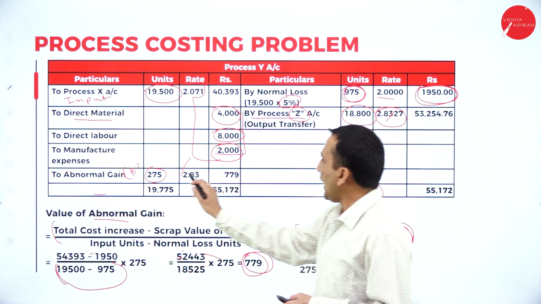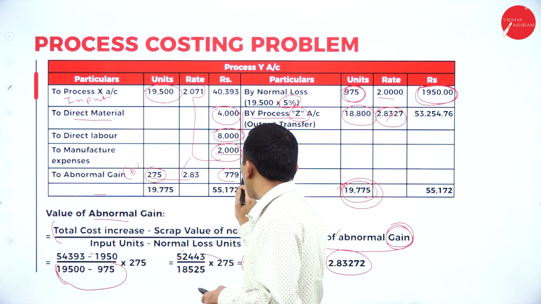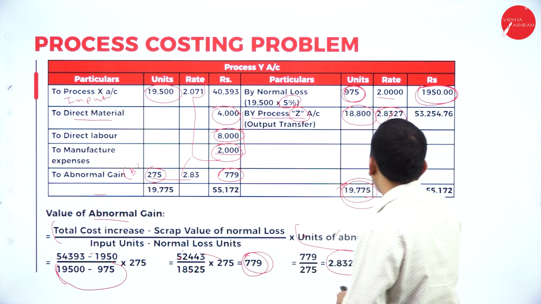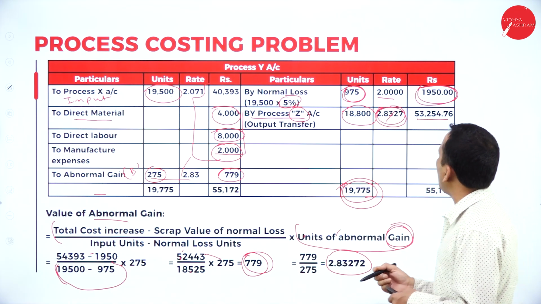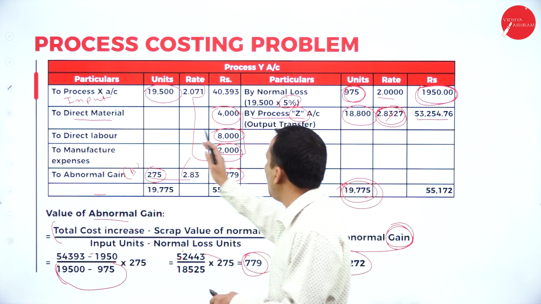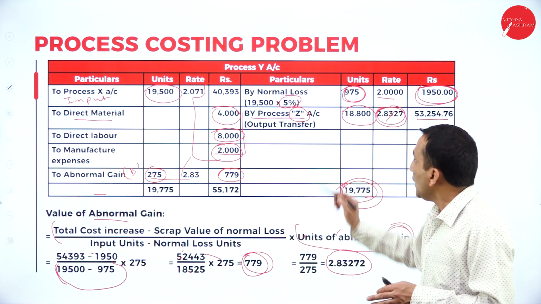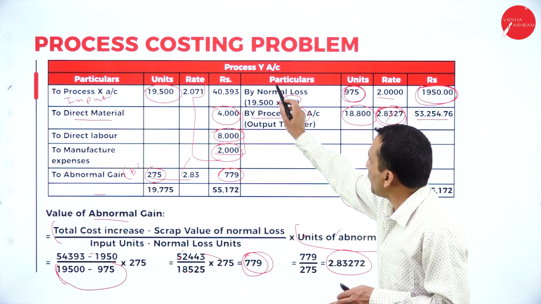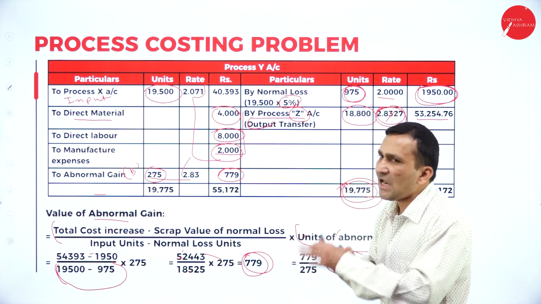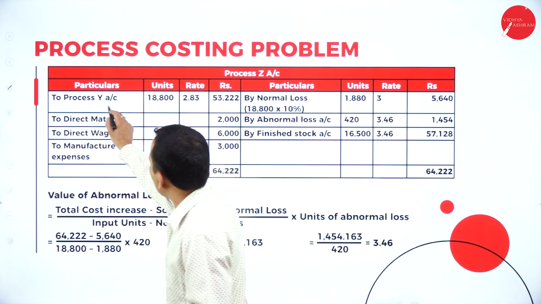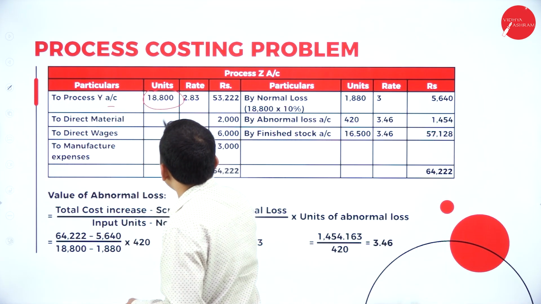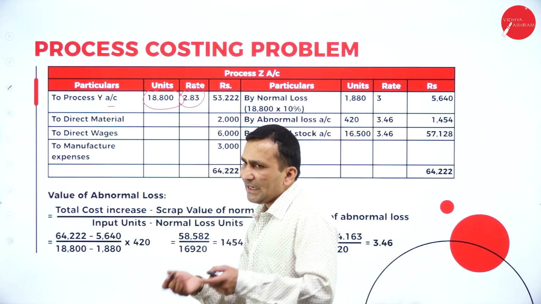If you multiply, you get 779. Again, if you multiply, you get 53,254.26. Now both sides tally. Whatever we found as the process Y output is the input for process Z. Moving forward, input for process Z. So this rate we have calculated.